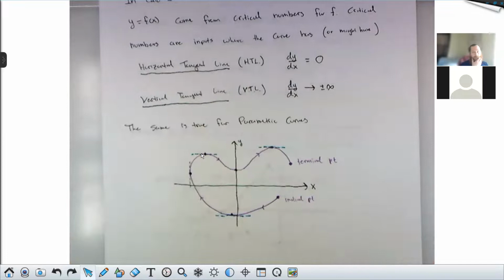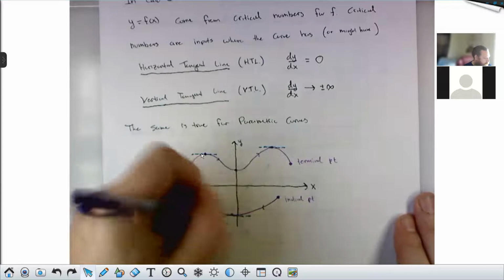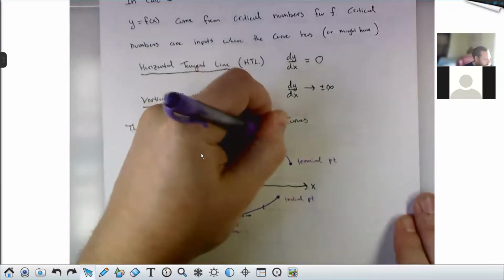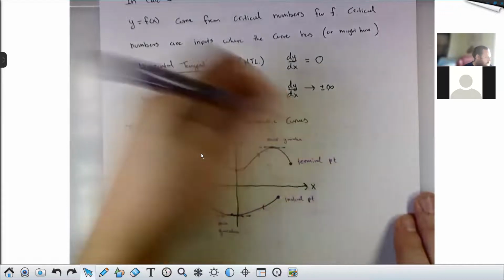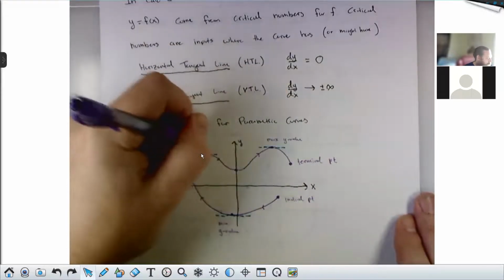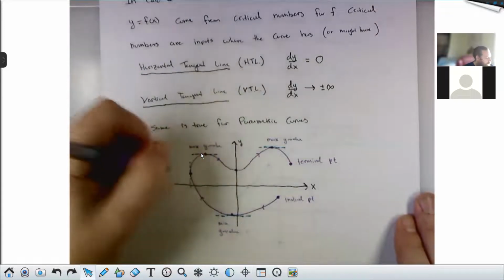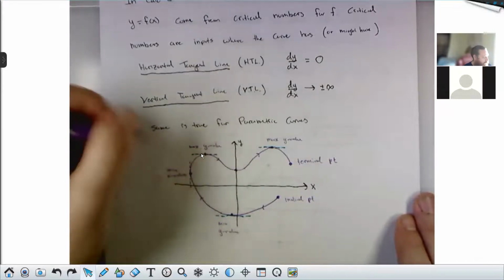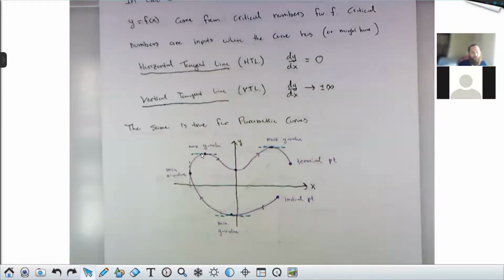So these sort of interesting points, this would be like a min y value, and these two are max y values. And this guy would be a min x value. Correct. And when I say min or max, I mean local min, local max.